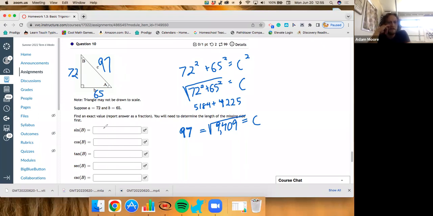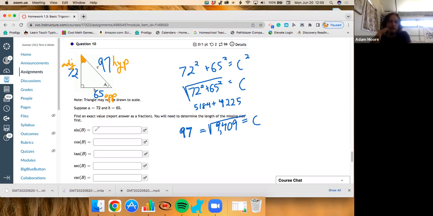Then they're going to ask us to find all these trig ratios with respect to angle B. We won't do them all, but I'll get you jump started. Now that we have all three sides, they're talking about sine of B, cosine of B, and everything's about B. So let's look at angle B and label our sides with respect to angle B. Across from it is the opposite side, so 65 is what we call opposite. Then 72 is next to it, the adjacent side. And side C, we already knew, is the hypotenuse.